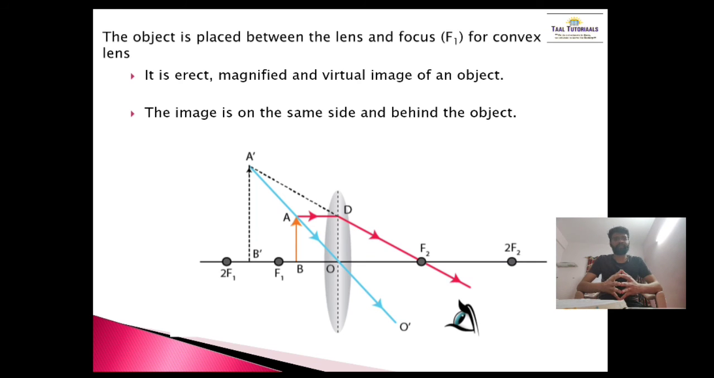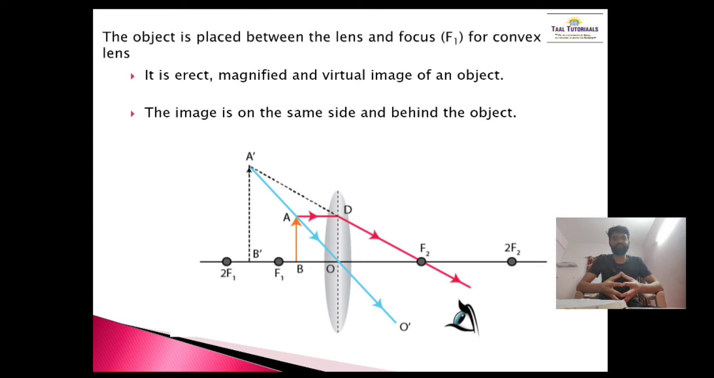Now, this is the last diagram for the convex lens which I am showing. The object is placed between the lens and focus f1 for a convex lens. You see the diagram. AB is an object placed on the principal axis of a convex lens between its optical center O and the first focus f1. From the point A of the object, a ray AD, incident parallel to the principal axis, after refraction through the lens passes through the second focus f2. Thus, the other ray AO, incident at the optical center of the lens, passes undeviated as OO dash.